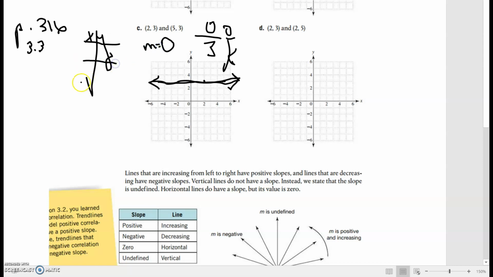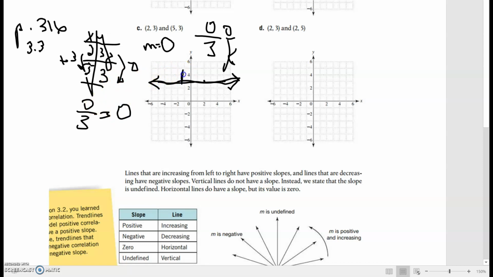Now, let's look at our little input-output chart. So 2, 3, 5, 3. Again, I'm using the mouse just because it's easier for me to graph that way. Here, the change in y is 0. Here, the change in x is 3. Again, change of y over change of x is still 0. So my slope is 0.